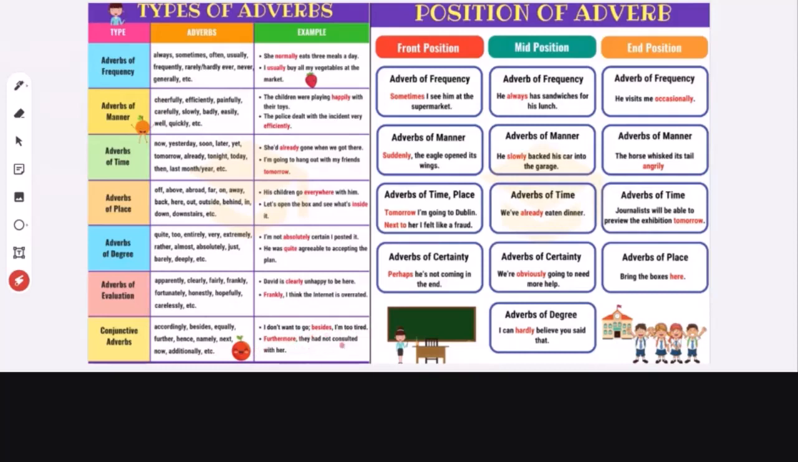Furthermore, right? And then we have obviously the positions: front, mid, and end, right? Like the frequency can be in all three, but the manner also can be in all three. Time and place can be at the beginning, in the front position, and at the end, right? Adverbs of certainty, perhaps, can be in the beginning and in the middle. The middle is after the subject, right?